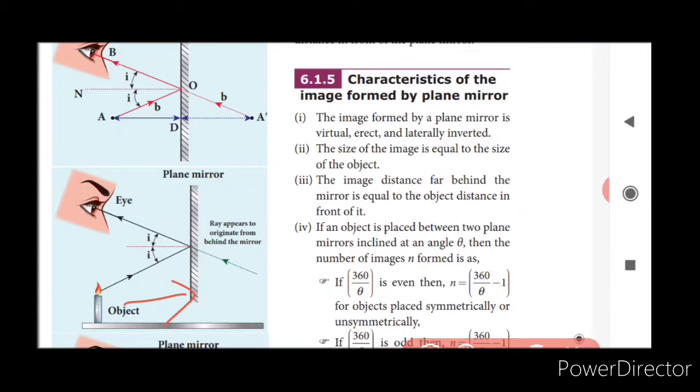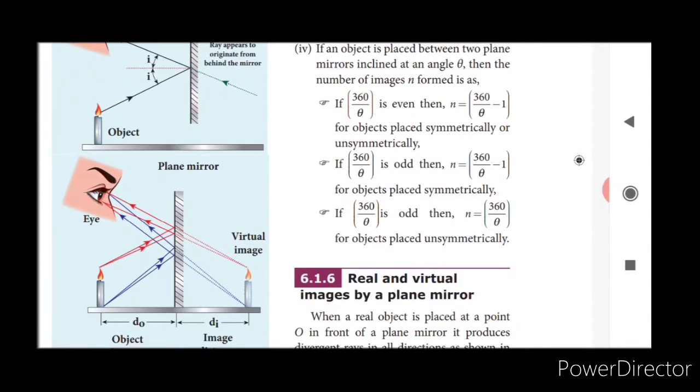How much distance is here? Same. The image will be formed behind the mirror at the same distance. Look at the distance: d naught is the distance of the object and di is the distance of the image. They should be the same.